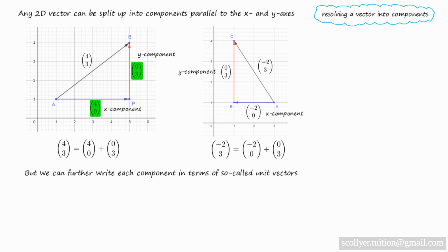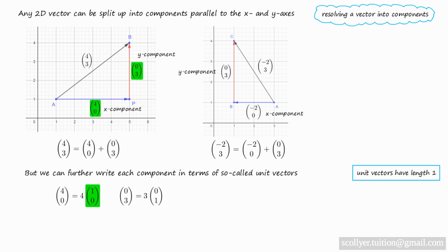Now we can go further with this decomposition because each component can be written in terms of a unit vector, where a unit vector is a vector with length 1. And so we can write 4, 0 equals 4 times 1, 0, where 1, 0 is a unit vector. And we can write 0, 3 equals 3 times 0, 1, where 0, 1 is a unit vector. And along the same lines, minus 2, 0 can be written as minus 2 times 1, 0.